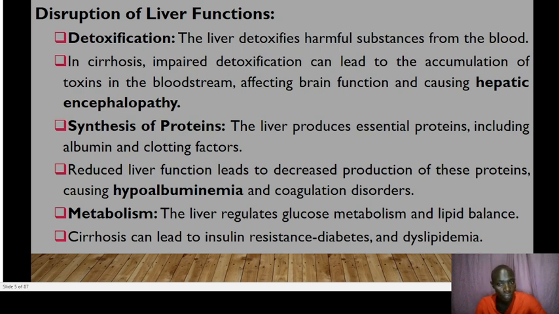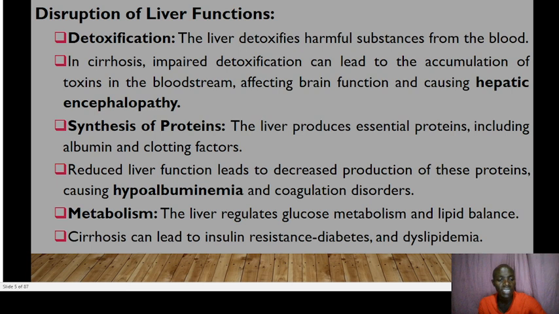Next, we have the synthesis of proteins, also a function of the liver. The liver produces essential proteins, including albumin and clotting factors. So if you have reduced liver function, it will lead to decreased production of these proteins. When we don't have albumin, we'll have hypoalbuminemia, and lack of these clotting factors leads to coagulation disorders.